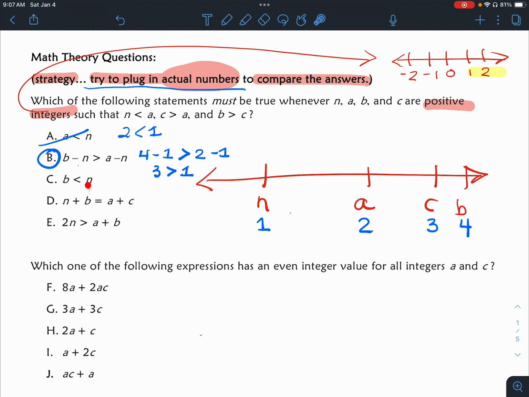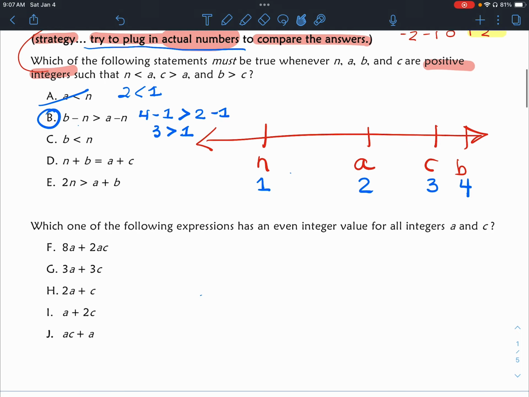Okay. If I ran through these other ones, I would find that all of these would actually not be true, C, D, or E. So B is the correct answer on that. It was a great way of taking a theory question, but actually plugging numbers in, and it makes it a little more tangible for you to work with.